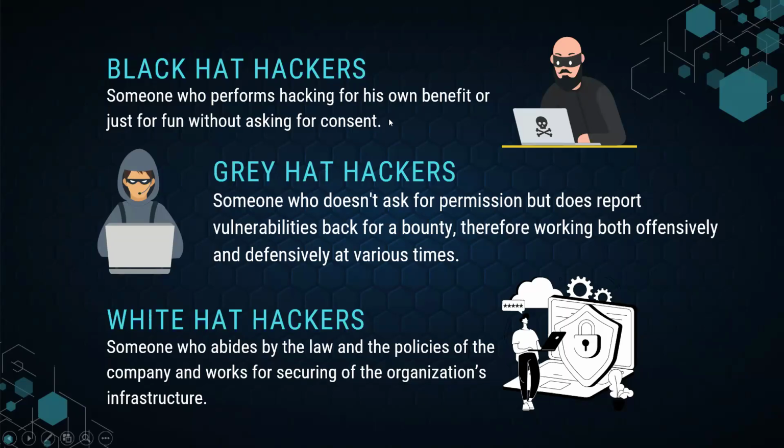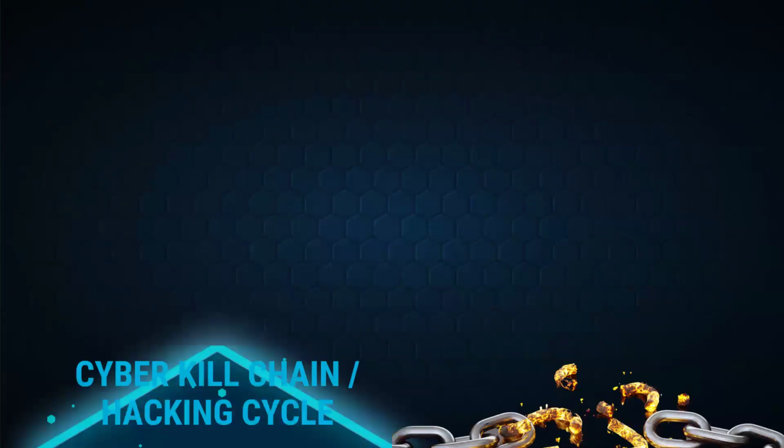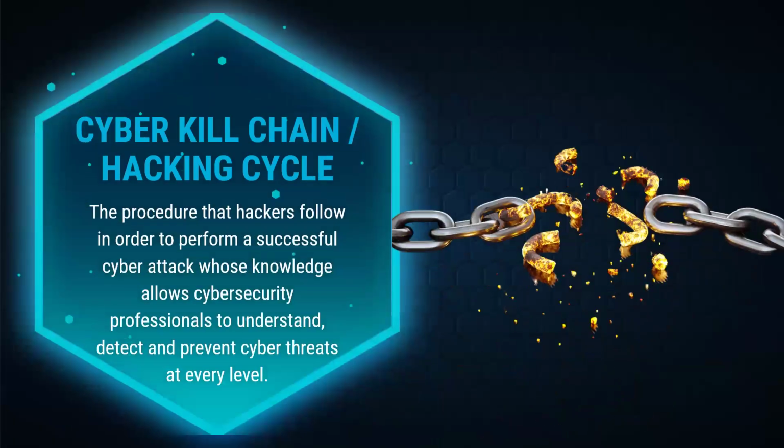Right. Moving on. So when you talk about any of these categories of hackers, whether it be the black hat hackers, the gray hat hackers, or the white hat hackers, they're professionals who perform hacking or ethical hacking in a certain procedure. And that procedure is called the cyber kill chain. Some organizations also refer to this as the hacking cycle. It's one and the same. The procedure that hackers or cyber criminals follow to perform a successful cyber attack is called the cyber kill chain.